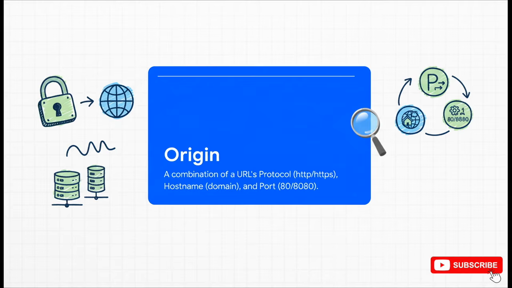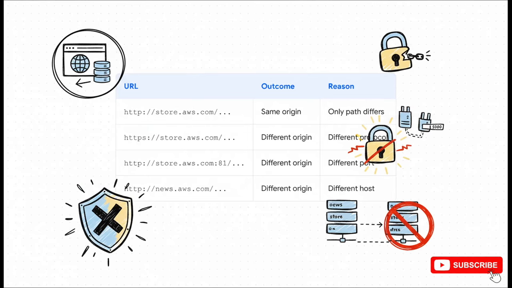What exactly is an origin? Well, it's not just the domain name. It's a super strict combination of three distinct parts of the URL. The protocol, so HTTP versus HTTPS, the hostname, like store.aws.com, and the port number, like 80 or 8080. And browsers are incredibly nitpicky about this. Just look at this comparison table.